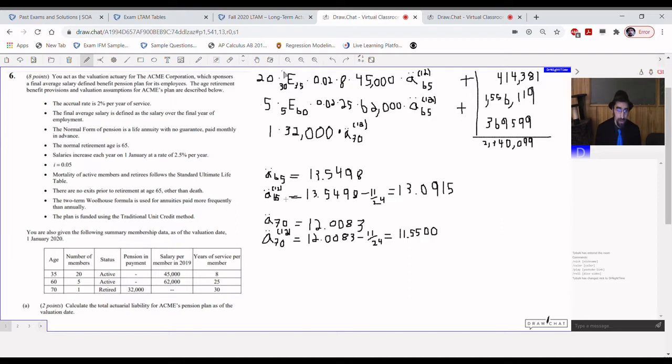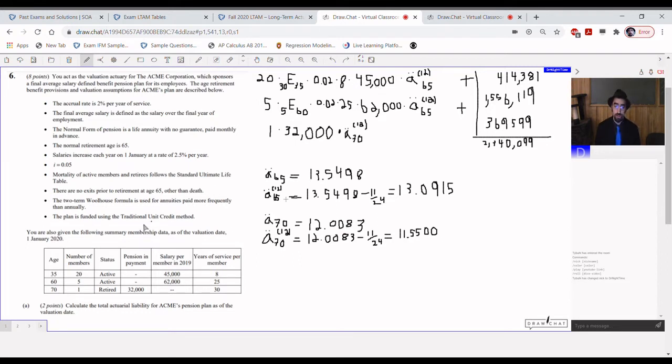So there are 20 employees, each of whom are currently age 35. You only have to pay out the pension if they survive to age 65, 30 years later. There's 30 years of discount built in there, hence why I have this endowment figure in here. Times 2% per year, times 8 years of service, times the $45,000 a year that they're currently earning.